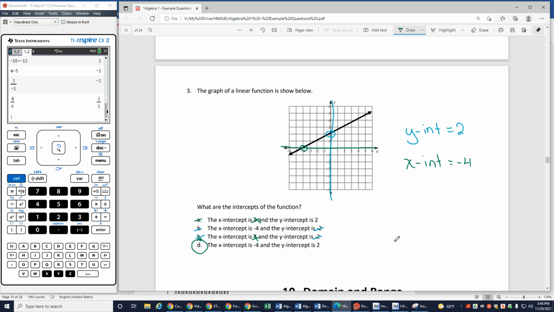Okay, so there is some practice looking at my x-intercepts and my y-intercepts and a little bit of working with slope as well.